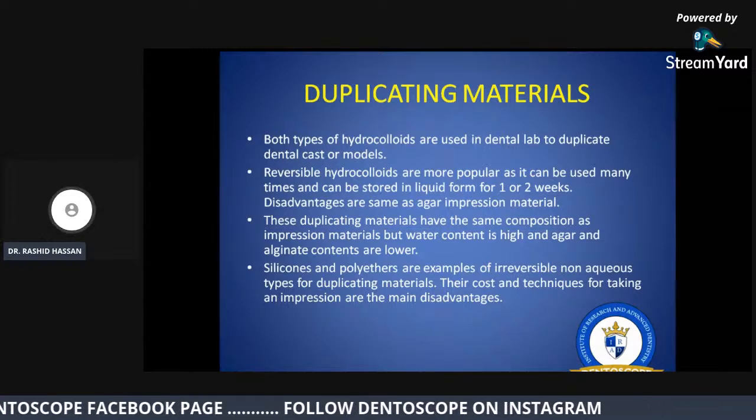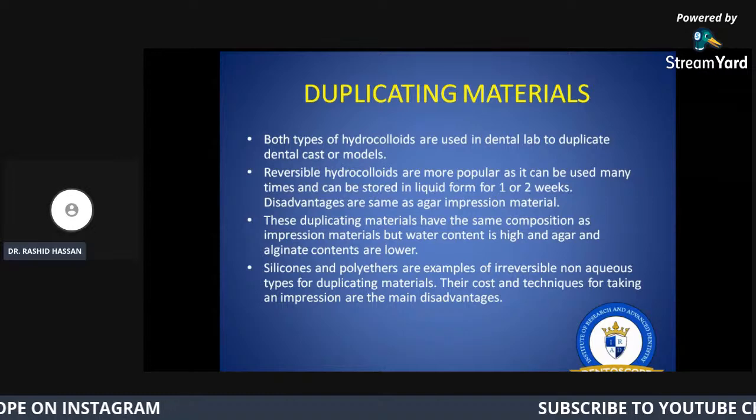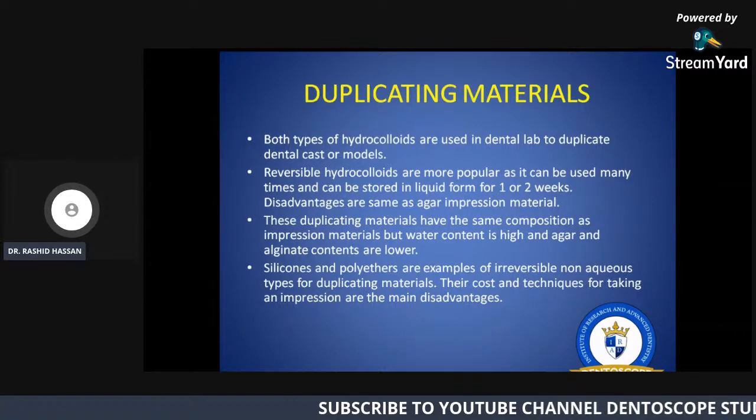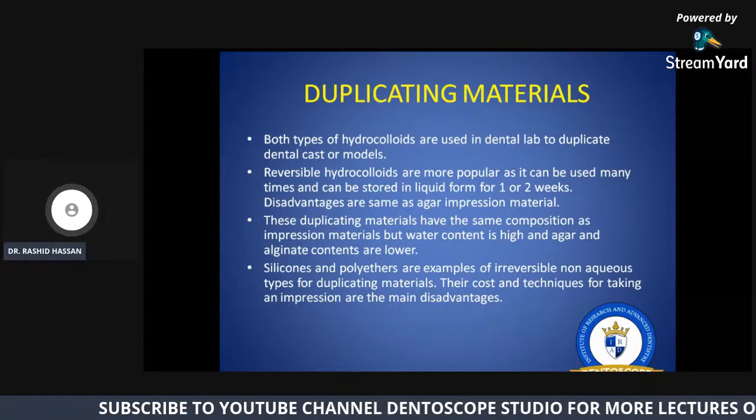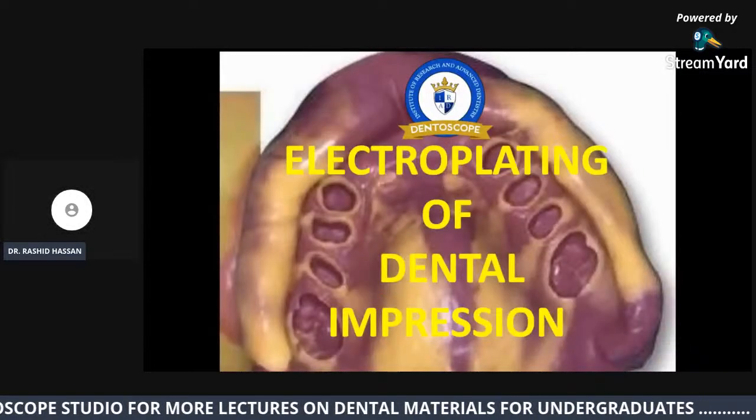Silicon and polyethers are the examples of the irreversible and non-aqueous type of duplicating material. I've told you, but the disadvantage is mainly the cost. They are very expensive, so we just avoid them.